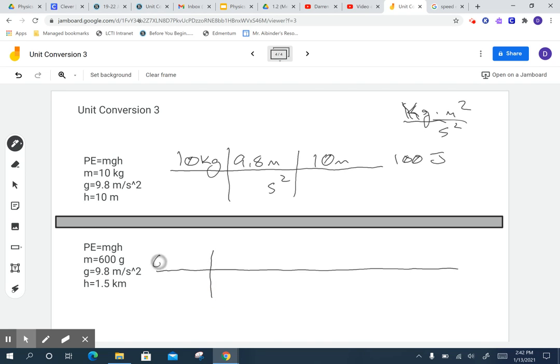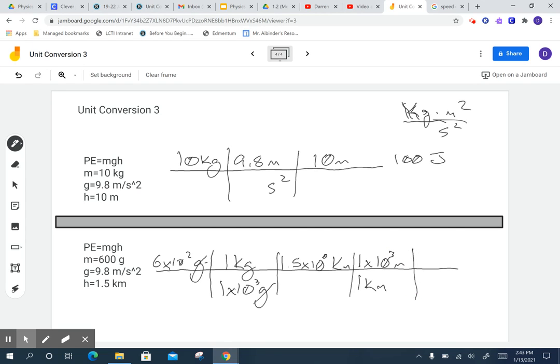Okay, well, 600 grams, okay. Tell you what, let's help ourselves out and use scientific notation here. So this is 6 times 10 to the second grams. Now, 1 kilogram is 1 times 10 to the third grams. All right. Now we've converted grams to kilograms. Now I need to convert kilometers to meters. So you've got 1.5 times 10 to the 0, because we're not moving the decimal at all, 10 to the 0 kilometers. And I know that 1 kilometer is 1 times 10 to the third meters.